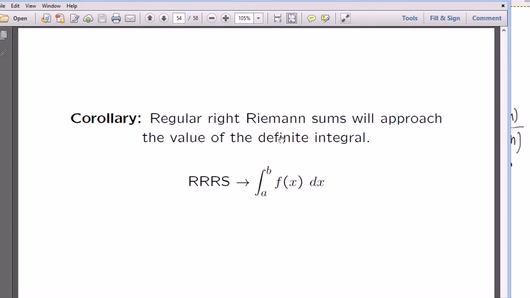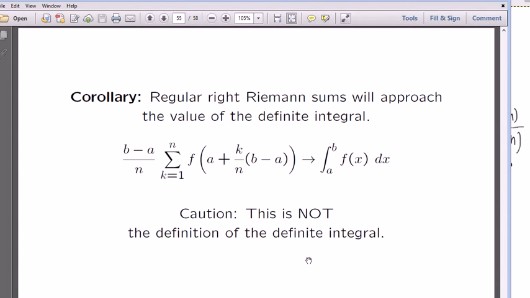The simplest one, formula-wise, is regular, choose right endpoint. Everything is simple. Then that regular right Riemann sum will approach whatever that L value was asserted to exist by the theorem of integrability of continuous functions. So we're going to focus on the regular right Riemann sum, right? Okay.